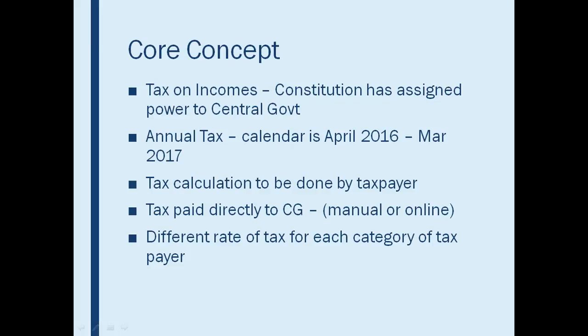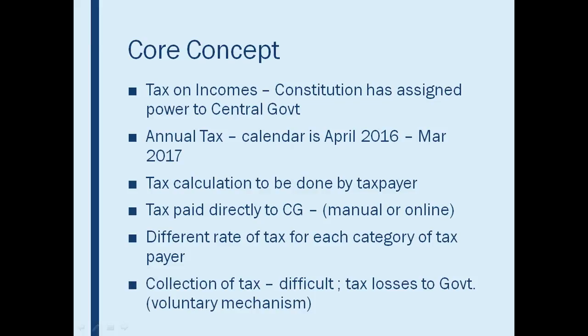Now, there is a different rate of tax for each category of taxpayer. The Income Tax Act has various categories of taxpayers. For example, there is a category known as individuals. There is a category for partnership firm, and so on and so forth. Every category has a different rate of tax, so you need to know your category.